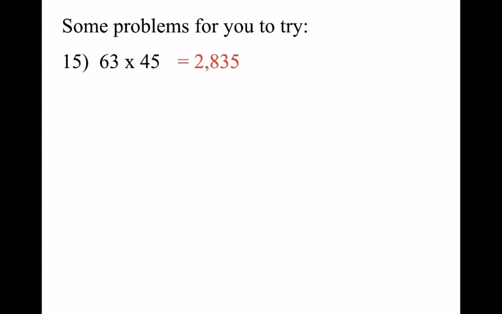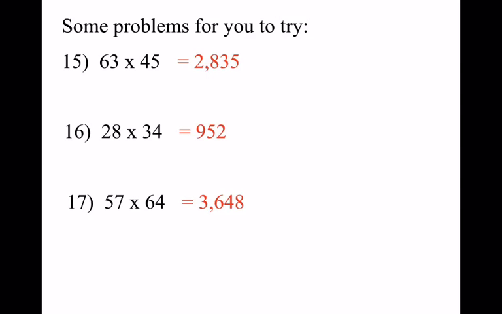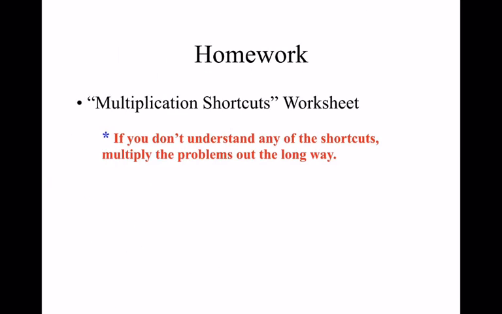And now our practice problems. Okay, 63 times 45 is 2,835. Utilizing this last trick that we learned today, 28 times 34 is 952. 57 times 64 is 3,648.